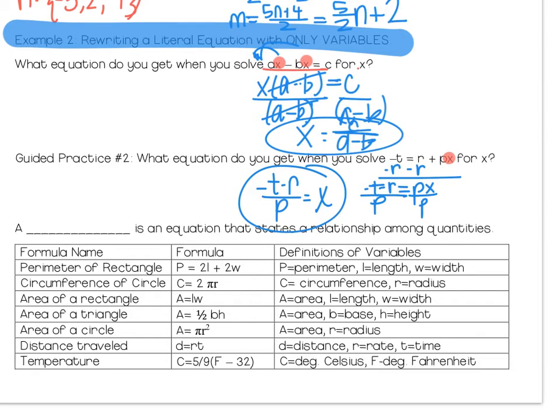A formula is an equation that states a relationship among quantities. I told you that at the beginning of the video. That's a formula, and that's just a special type of literal equation. You use formulas a lot in geometry and when you're doing science. And I have a table here to help you when they ask you for different formulas. I put that table there so you could look back as a reference.